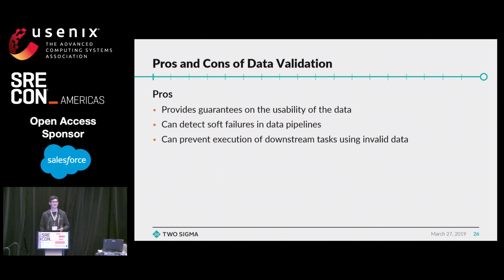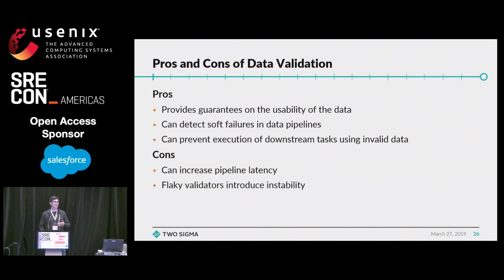It sounds great. So what are the cons? Well, they can increase our pipeline latency. If we put these validators into the critical path of our pipeline, some of them can take a really long time. Some of the complex quantitative validators can take a very long time to run.